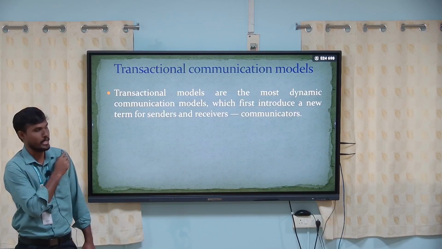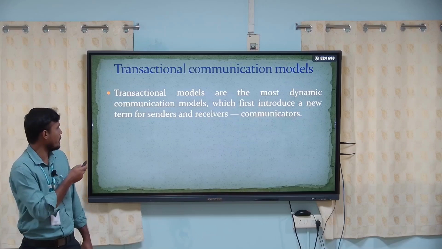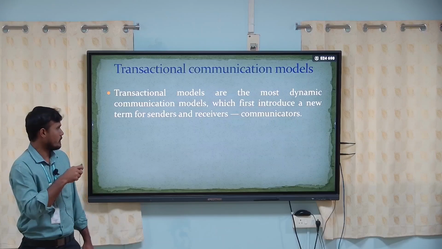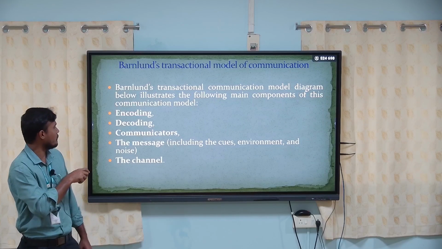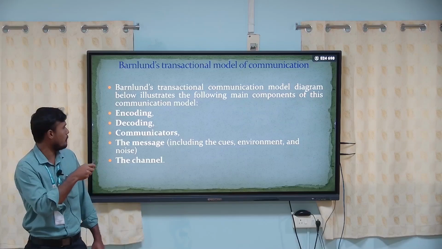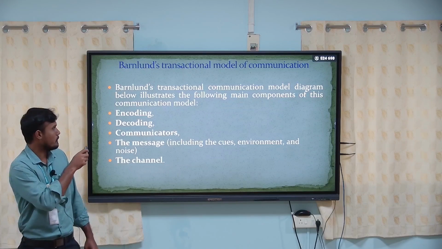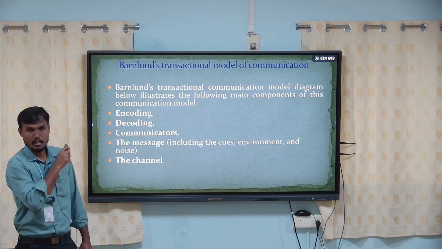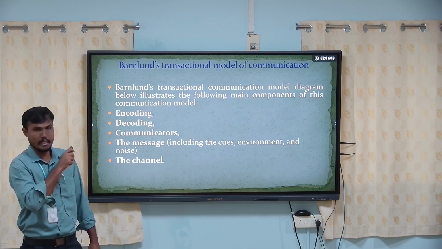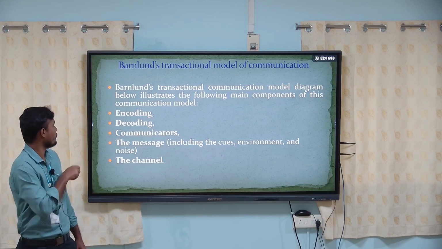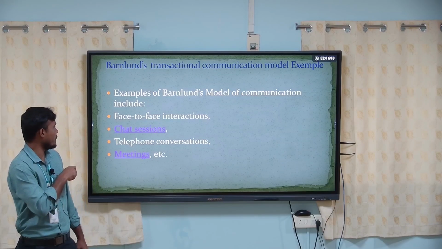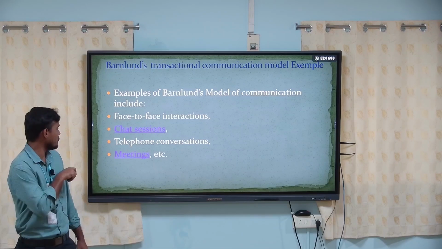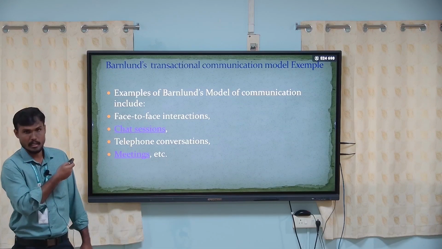Then the transactional model of communication, the most dynamic communication model, which first introduced new terms for sender and receiver. The parallel transactional model of communication diagram below illustrates the main components of this model: encoding, decoding, communicators, and the message, including the cues, environment and noise, and the channel. Examples of the parallel model of communication include face-to-face interaction, chat sessions, telephone conversations and meetings, etc.